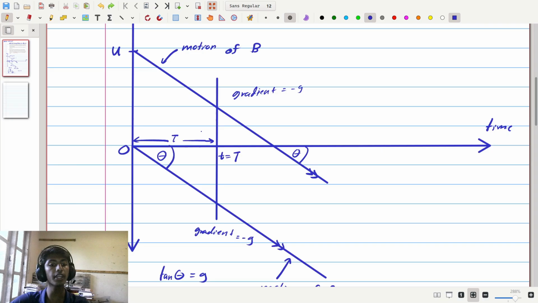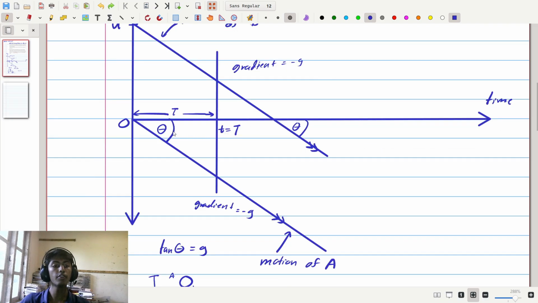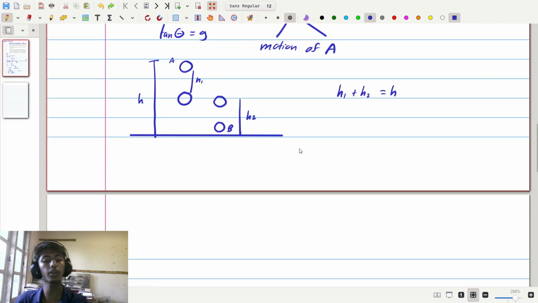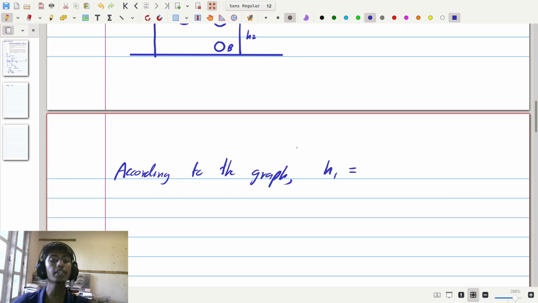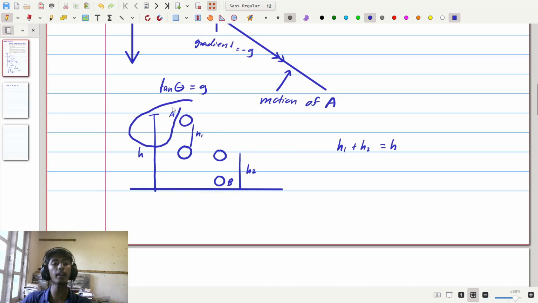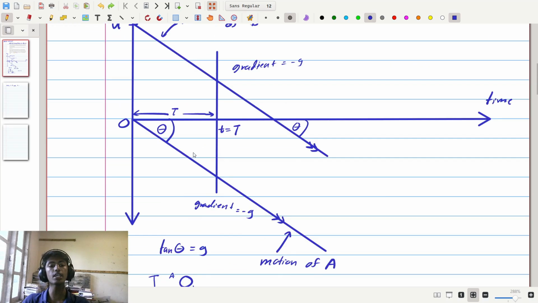Now due to this, we can say this area is the displacement of the particle A from t equals 0 until t equals capital T, and it is in the downward direction, meaning in the upward direction it would be considered negative. Then we can go down and say, according to the graph, h1, the vertical height fallen by the particle A, is going to be equal to the area of this triangle right here.